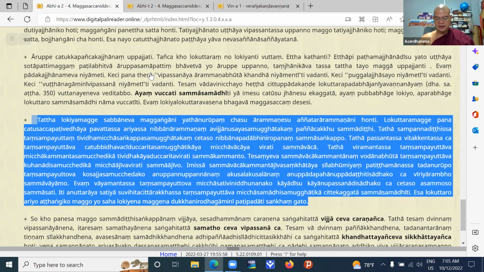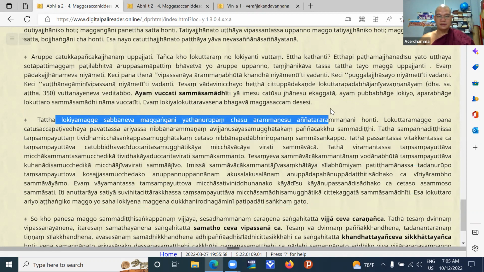Tattha lokiyamaggassa pana sabbaneva maggangani yathanurupam chasu arammanesu annataram arammanani honti. Those are lokiya magga. Now, the samasamadhi takes any one of the objects among the six. So all the maggangas, sorry, lokiya magga, there are only five: samaditthi, samasankappa, samavayama, samasati, samasamadhi. Those five maggangas are called lokiya magganga. Magga here refers to the noble path, the mundane noble path, not including samavaca, samakammanta, samaajiva.